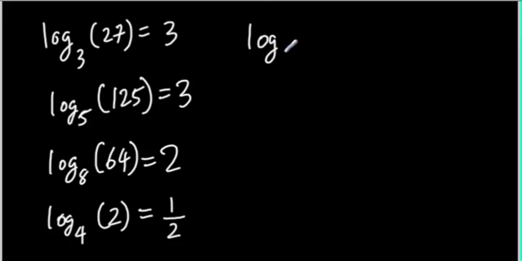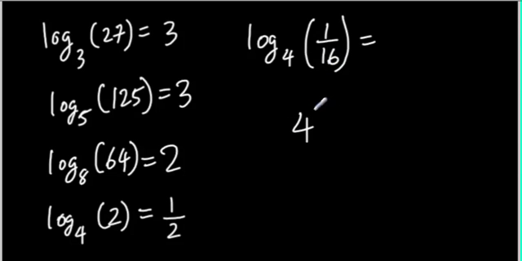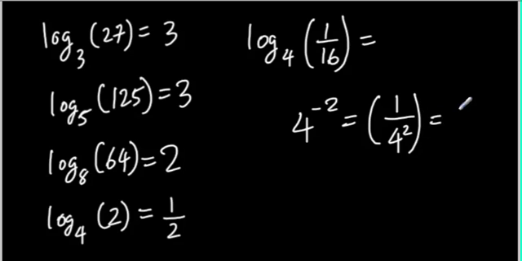Let's try another one. Log base 4 of 1/16. What is this equal to? 4 to the power of what will give you 1/16? We know that 4 squared will give you 16, but 4 to the power of what will give you 1/16? Since 1/16 is a reciprocal, keep in mind that 4 to the power of -2 means 1 over 4 squared, which is equal to 1 over 16. So our answer here is -2, because 4 to the power of -2 is equal to 1/16.